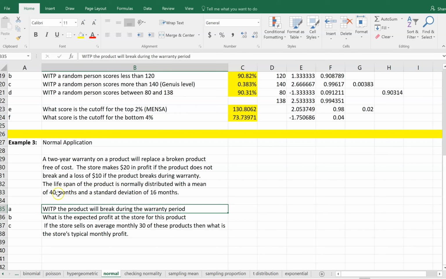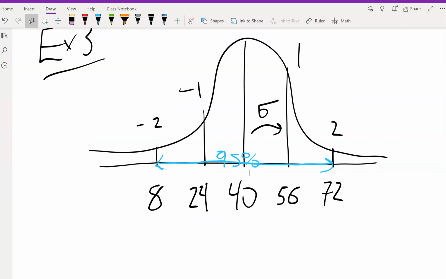What is the probability the product will break during the warranty period? All right, what is the warranty period? A 2-year warranty. It's a 2-year warranty on a product. So that means 2 years. So we're talking about up to here. 2 years, 24 months. And the warranty is for 24 months and below. This is the warranty period.